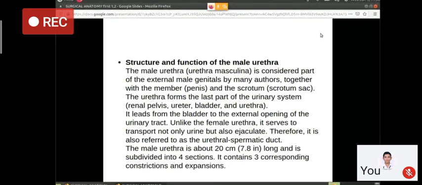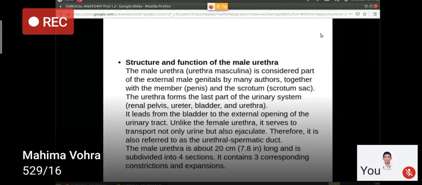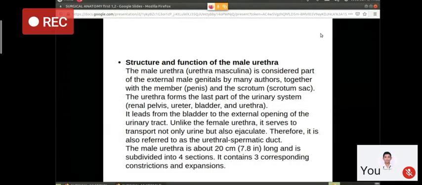The structure and function of the male urethra. This is another important external organ whose anatomy is important to consider, considered part of the external male genitalia by many, together with the penis and the scrotum. The urethra forms the last part of the urinary system: renal pelvis, ureter, bladder, urethra. It leads from the bladder to the external opening.